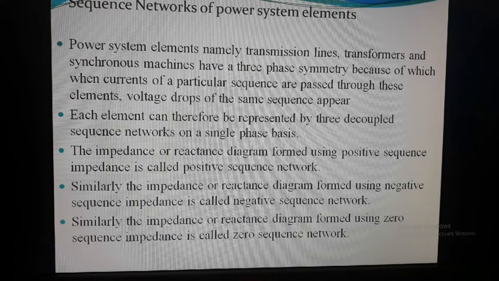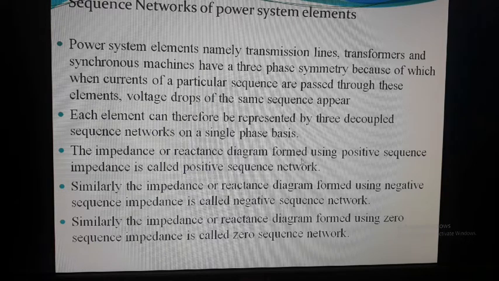The power system elements, namely transmission lines, transformers, and synchronous machines, all have three-phase symmetry, because of which when currents of a particular sequence are passed through these elements, voltage drops of the same sequence will appear. Each element can therefore be represented by three decoupled sequence networks. That is, the impedance diagram formed using the positive sequence impedance is called the positive sequence network. Similarly, the impedance diagram formed using negative sequence impedance is called the negative sequence network, and the impedance diagram formed using the zero sequence impedance is called the zero sequence network.